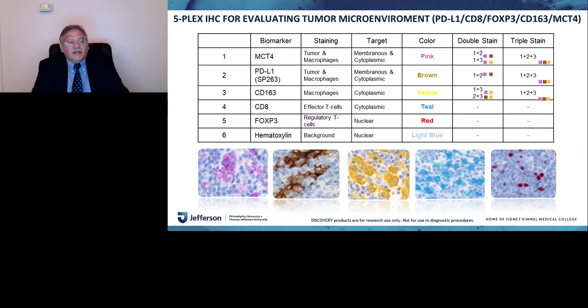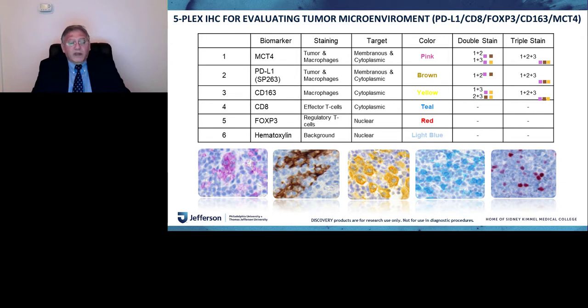Here you have basically our different parameters. Pink or purple is the MCT4 metabolic activity. DAB is the PD-L1 expression. Yellow is the macrophage marker, CD163. The teal or blue is the CD8. And the nuclear red is the FOXP3, the regulatory T cells.